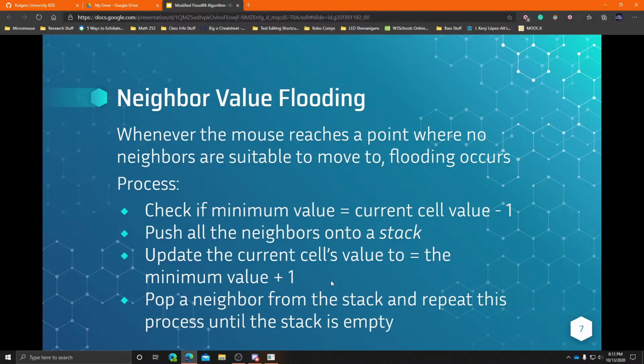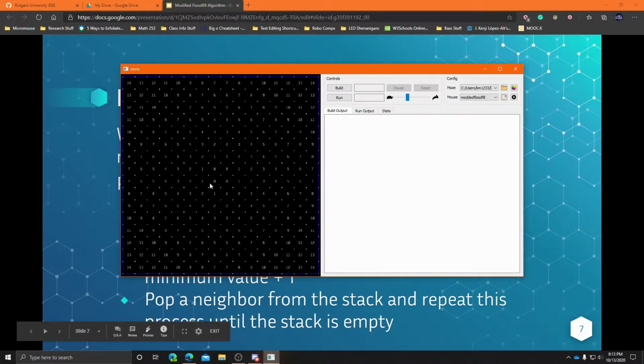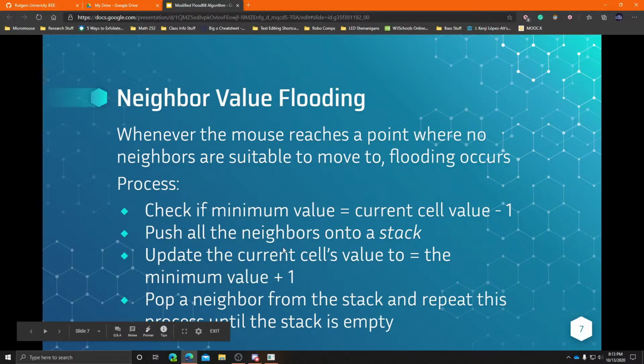If it isn't, you push all the neighbors onto a stack. Not all the accessible neighbors, all of the neighbors onto the stack, even if they're not accessible, even if there's a wall in between you and another neighbor. The only exception is that if the cell has a value of 0, then you do not push it onto the stack. Next, you have to update the cell you are currently on equal to the minimum value you found from your neighbors plus 1.